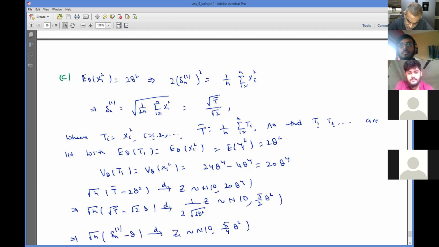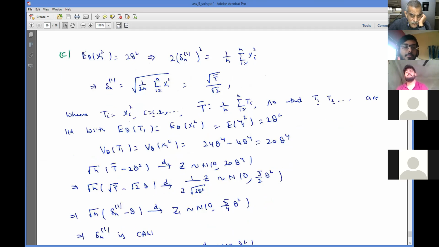What is expected value of x1 to power 4? x1 to power 4 by theta to power 4 is z to power 4, where z is exponential 1. So expected value of x1 to power 4 by theta to power 4 is expected value of z to power 4, which is the integral of z to power 4 e to the power minus z dz, which is nothing but gamma 5. Gamma 5 is factorial 4, which is 24, so 24 theta to power 4 comes. Is that okay? Minus expected value of x1 square whole square, which is 2 theta square whole square, which is 4 theta to power 4. So this turns out to be 20 theta to power 4. Is that okay?